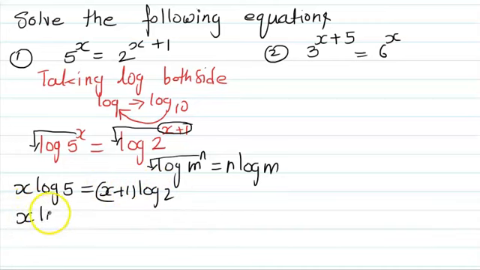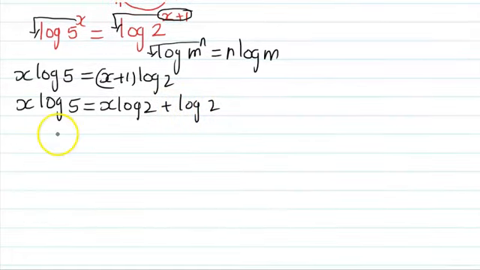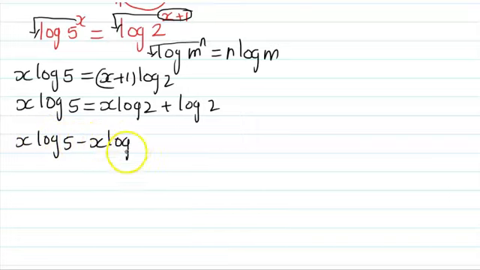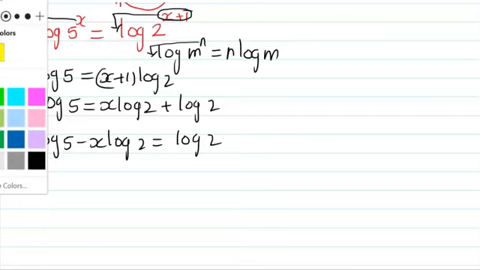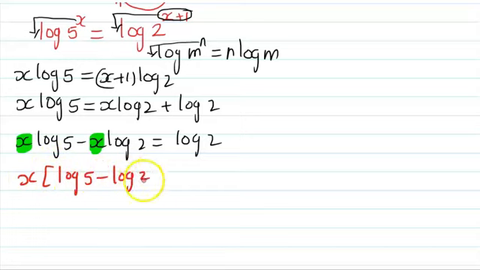Now, left hand side is x log 5. When you multiply log 2 inside, it should be x log 2. Log 2 times 1 is log 2. Okay, we are collecting all logs together. So it should be x log 5 minus x log 2 equal to log 2. We have x and x here, and we need to find x. So we take out x here, and what is left inside? Log 5 minus log 2, and this is log 2.